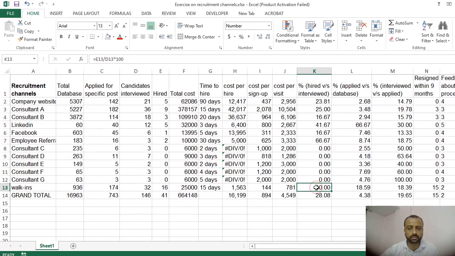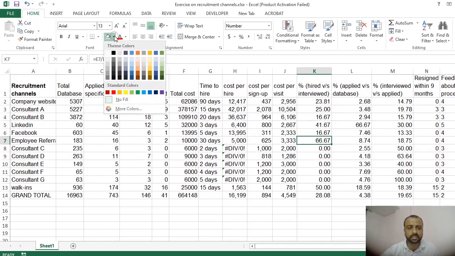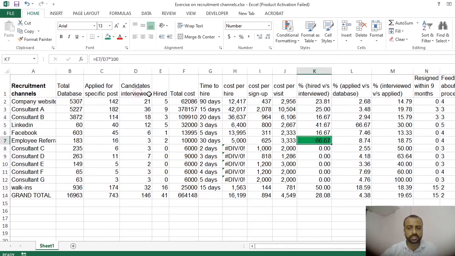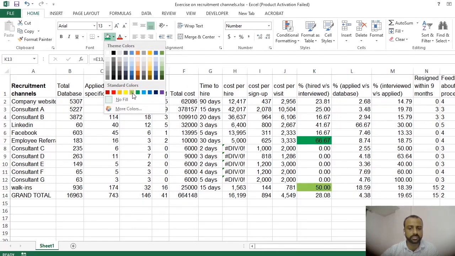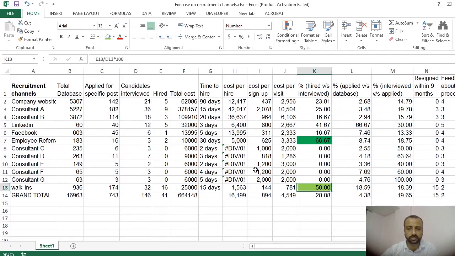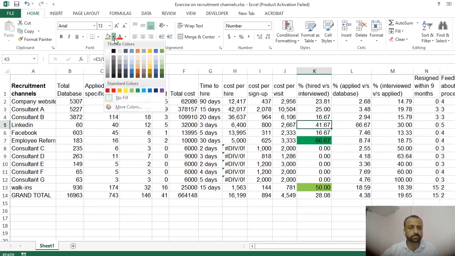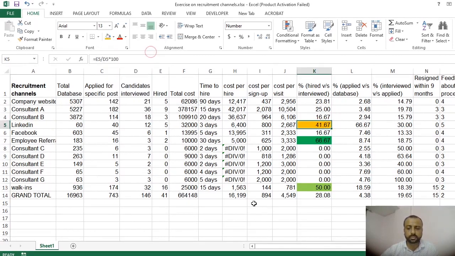Similarly for walk-ins. For my personal ease, for each metric I'm coloring the best recruitment channel with green. So for me this is the most efficient and this is the second most efficient. I'm highlighting the most efficient with green, the second most efficient with light green, and possibly the third most efficient with yellow. I hope this is visible to everybody. So this is my first parameter, and I will call it quantity.